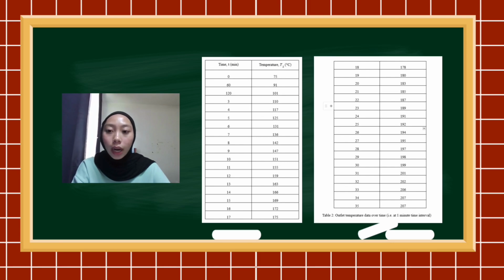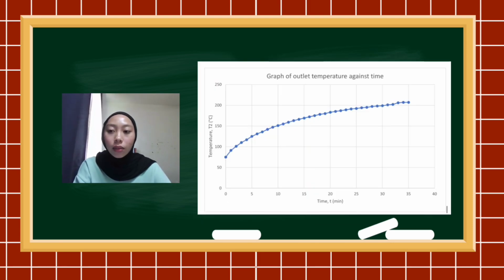So from this trend, we can observe that temperature increased rapidly at the early stage of the experiment. Then the rate of increase gradually slowed down. So the behavior indicates that the compressor is approaching a steady state condition where the rate of heat generated and heat loss become more balanced.